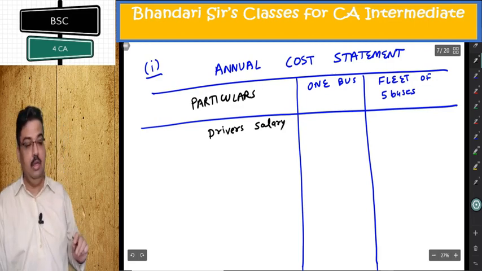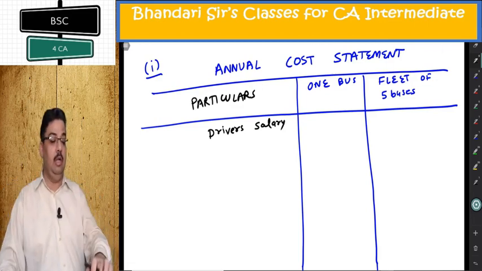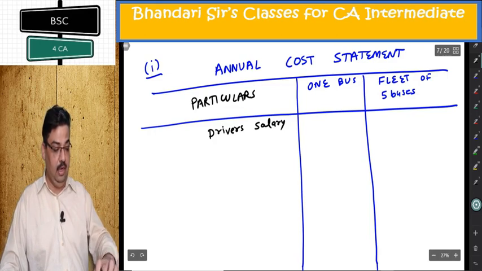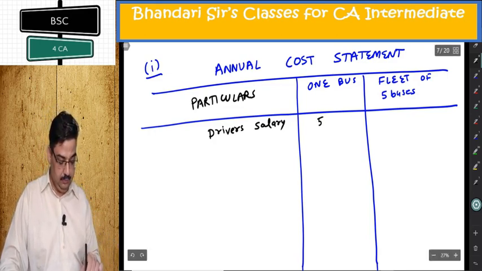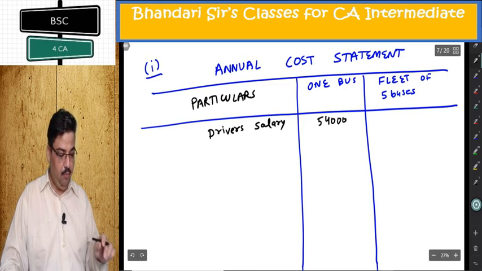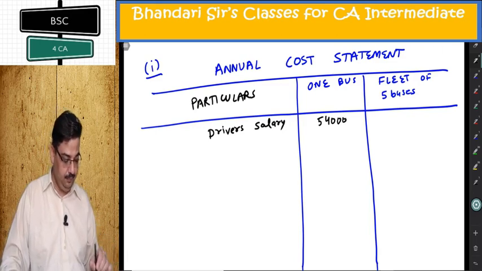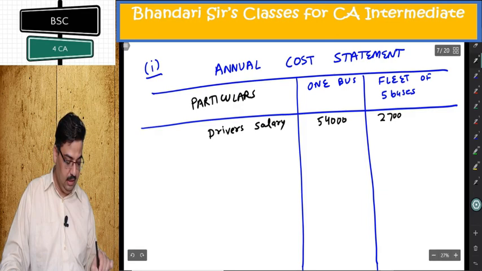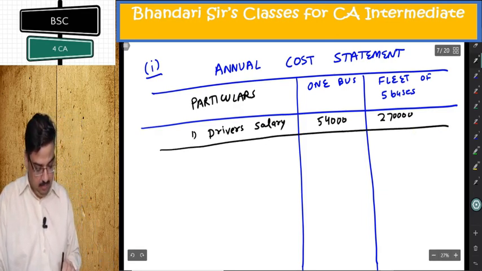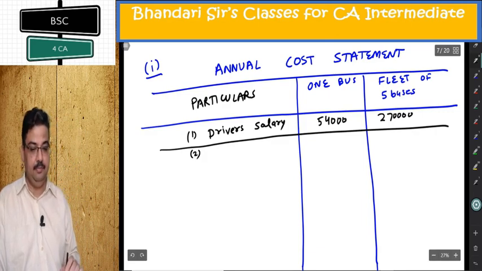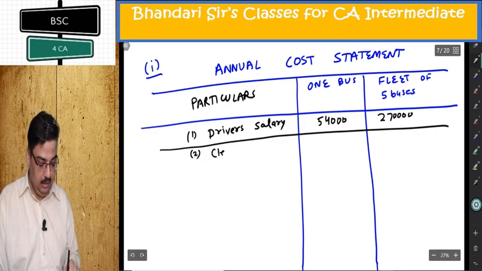Driver's salary. It is given per month. I need to multiply by 12. 4,500 into 12, I am getting 54,000. For fleet, into 5, 2,70,000. Item number 1.